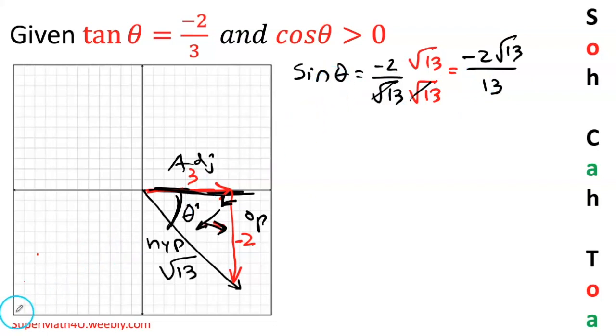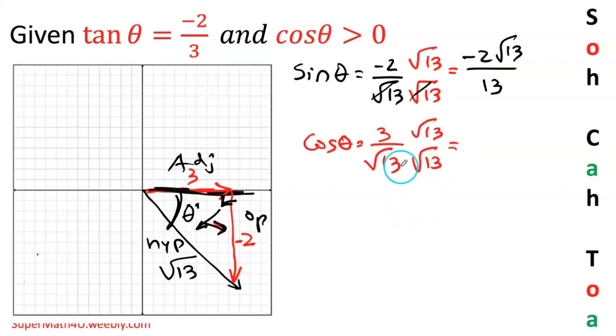Let's find my cosine. My cosine of the angle is going to be adjacent over hypotenuse. Adjacent, 3. Hypotenuse, square root of 13. Same idea. Square root of 13 on the bottom, square root of 13 on the top, right? The top is going to be 3 square root of 13. The bottom, that's 13 times 13, 169. Square root of 169, 13. By rationalizing, I got rid of that radical.